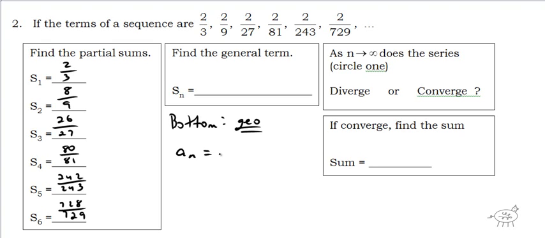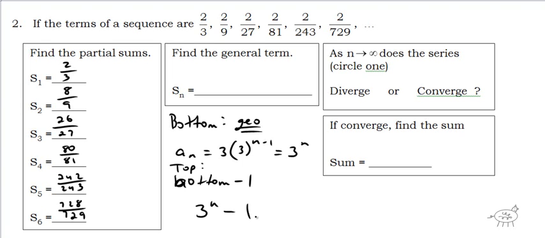So a sub n is equal to 3 times 3 to the n minus 1, right? a sub 1 times r to the n minus 1, and I can simplify that to say 3 to the n. That's my bottom. Well, I don't really know what the top is, but isn't it 1 less than the bottom? Right? The 2 is 1 less than the 3, the 8 is 1 less than the 9. So really, for the top, it's really the bottom minus 1. So I can say 3 to the n minus 1.